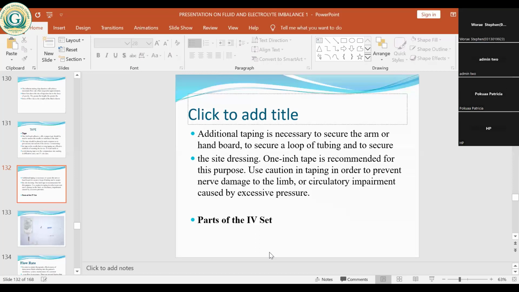Now, patients know their rights. If you do anything wrong... Is somebody's hand up? Yes, Stephen, your hand is up.